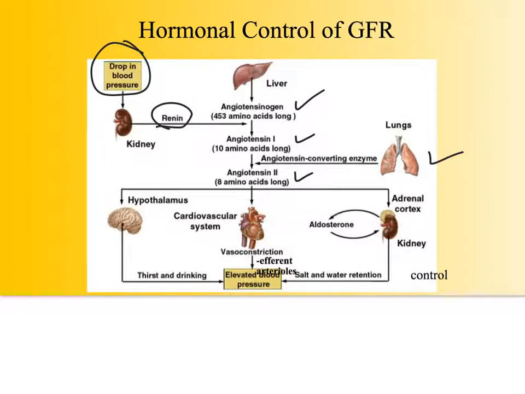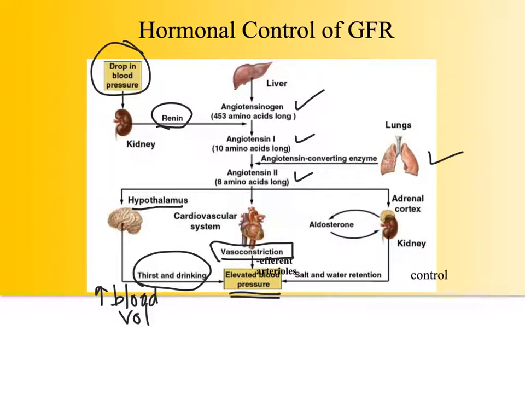Now, what angiotensin 2 does is threefold. Before, we only talked about one thing: vasoconstriction. If it constricts the blood vessels, it's going to make your blood pressure go up. Another thing it does is stimulate the hypothalamus and make you thirsty. So if you drink, that's going to increase your blood volume, and that's going to increase your blood pressure.